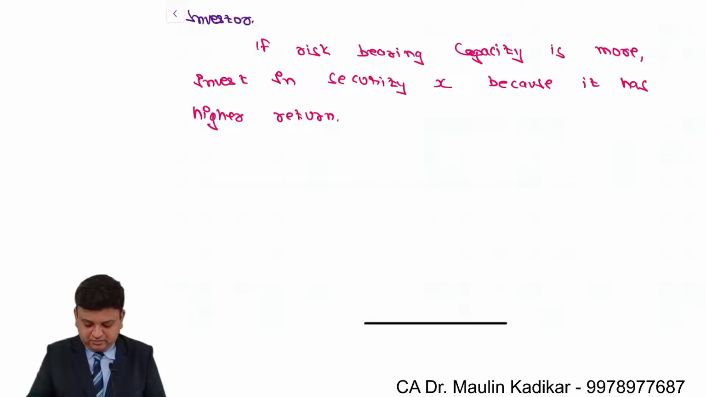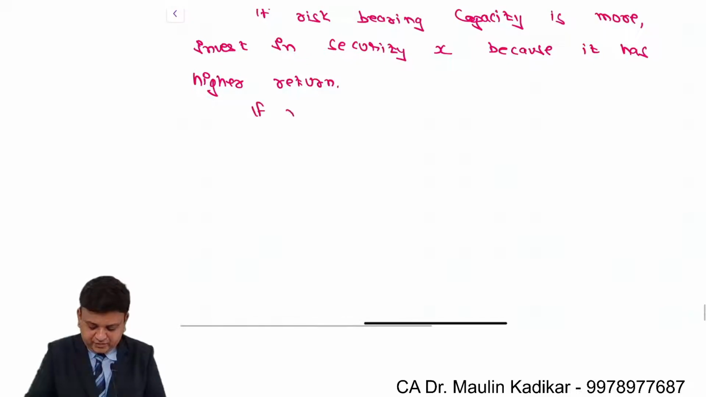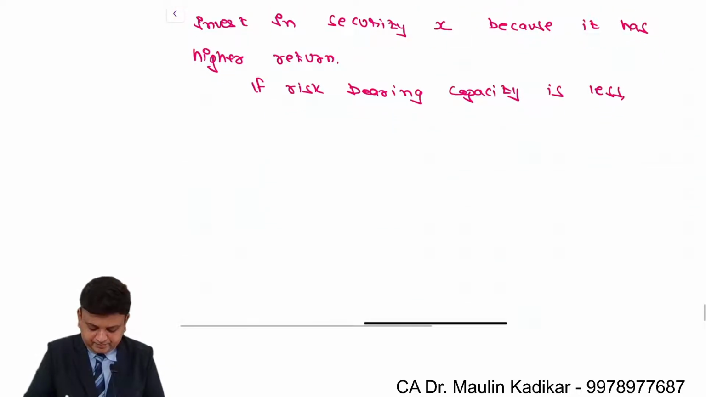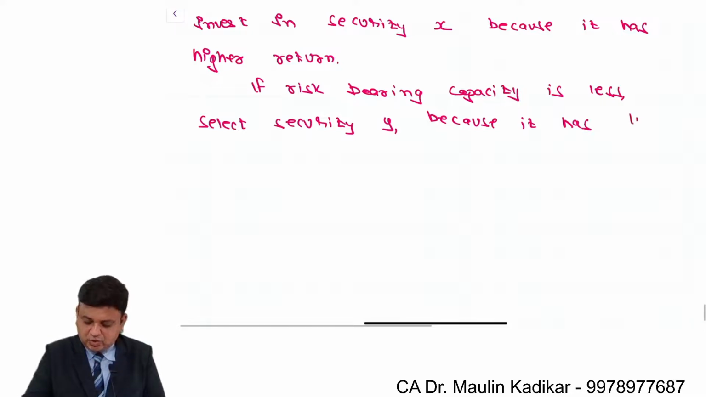With paragraph write down, if risk bearing capacity is less, comma, select security Y, comma, because it has lower risk.